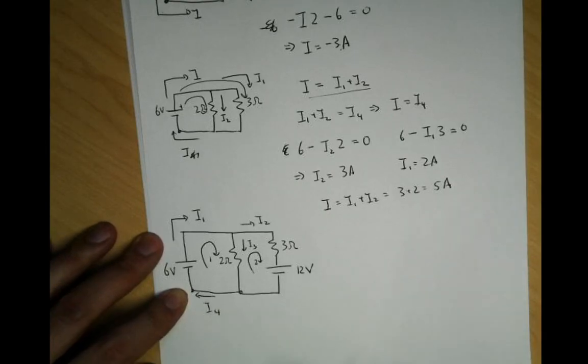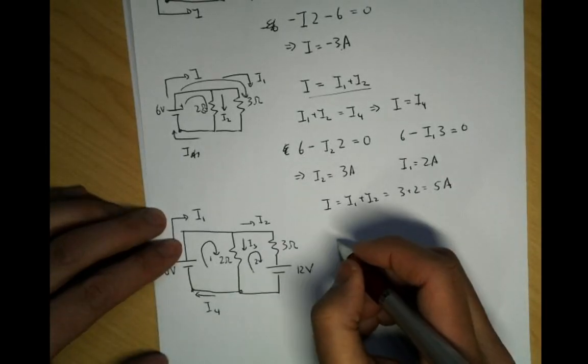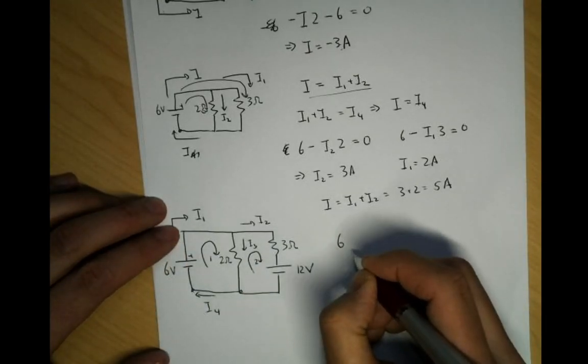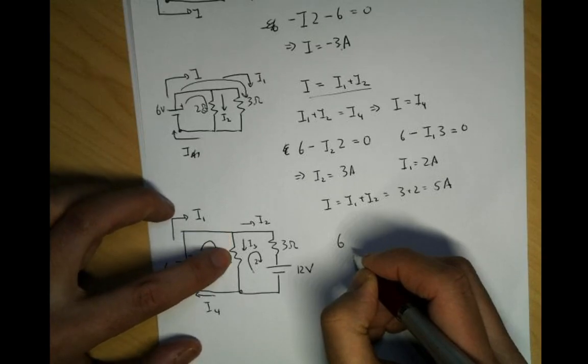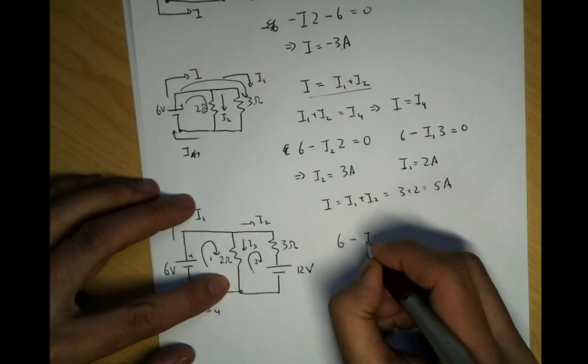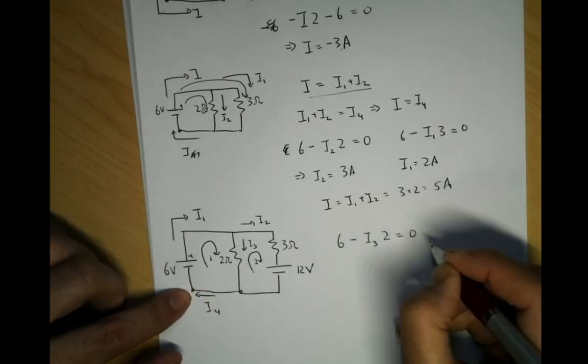All right. So let's go through this one. Okay. So I'm starting at this point. Go across it in the positive direction. That gives me a positive 6. Going back this way, down to here. That's a minus I3 times 2. Close up, equals 0.